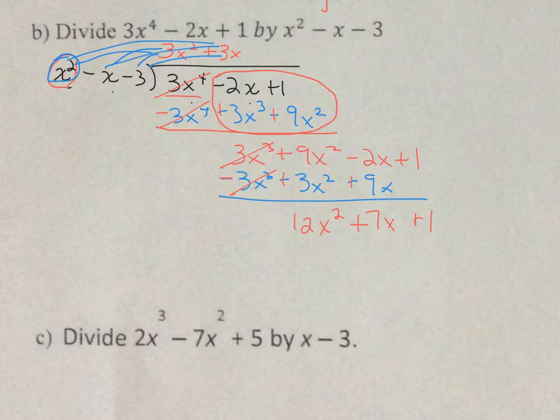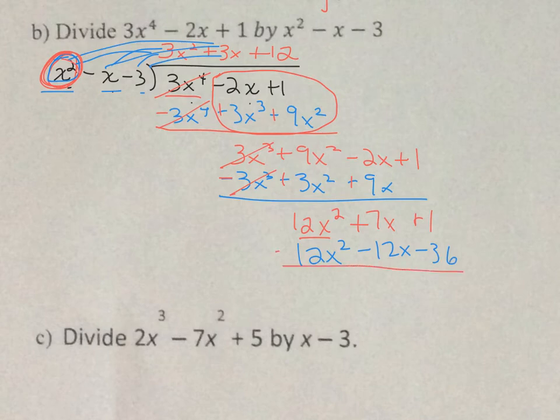So we have 12x squared divided by x squared is a positive 12. And now it's time to multiply that 12 to all three of these terms here. So that gives me 12x squared minus 12x minus 36. Then I'm going to draw my line and change the signs and then add. So that gives me 19x plus 37.